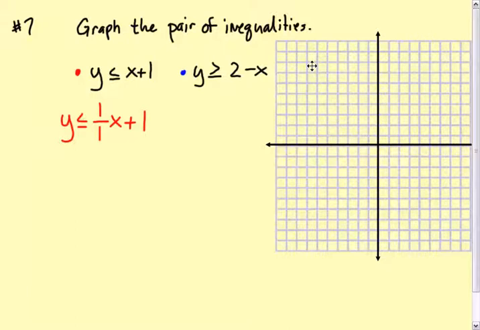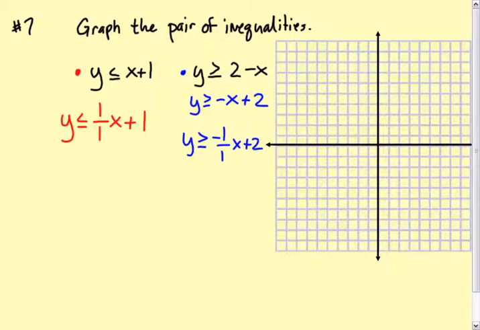Now, the blue line is not in y equals mx plus b form. I need to flip the 2 and the negative x. I'm going to get y is greater than or equal to negative x plus 2. Then I need the slope to be written as a fraction, so y is greater than or equal to negative 1 over 1x plus 2. Okay, so let's graph the red one first.